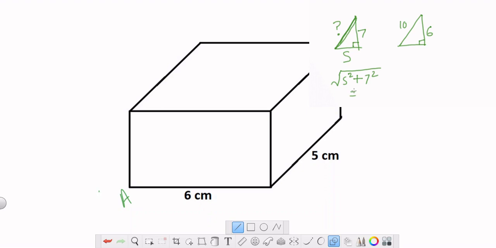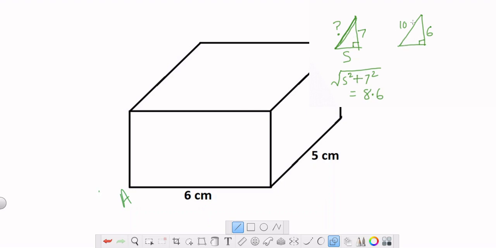Square root. On my calculator I can press the square root button. It depends on your calculator, what you've got in front of you. 5 squared plus 7 squared. I get square root of 74. Right, I've used plus here because I was trying to find the longest side.